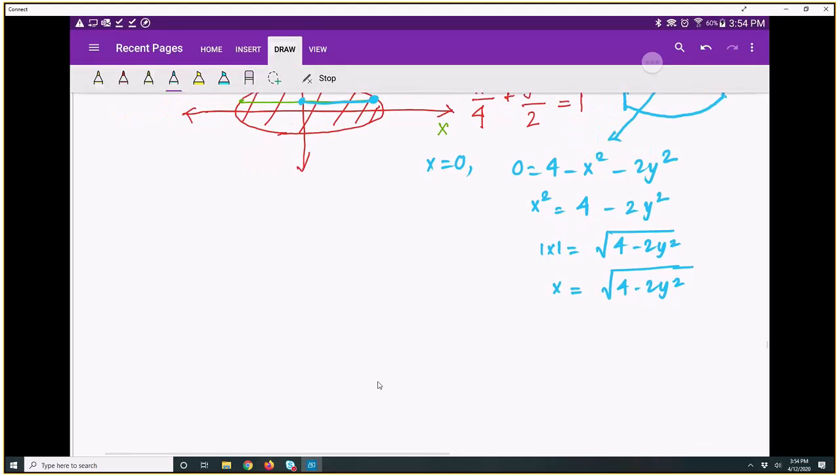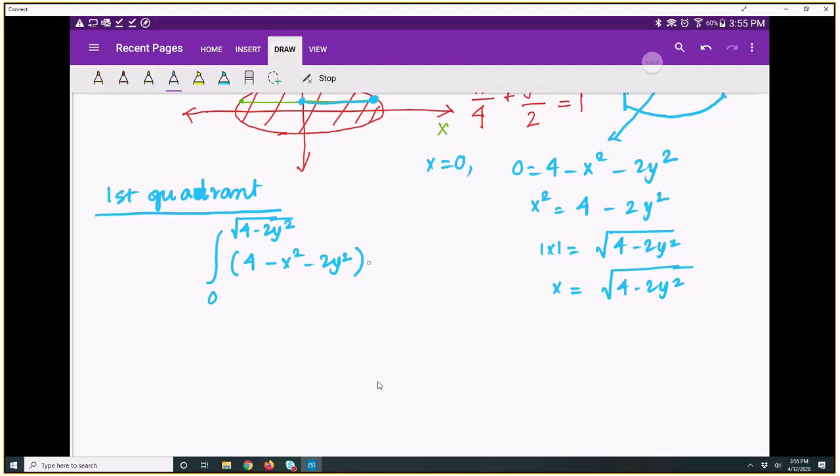So in the first quadrant, if I am interested in finding the volume of this figure, I'm integrating my x coordinates between 0 and square root of 4 minus 2y squared, and I'm integrating the function which is given in this problem, 4 minus x squared minus 2y squared, with respect to x first.